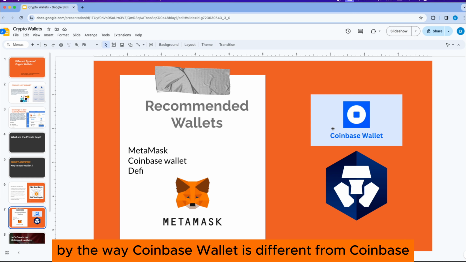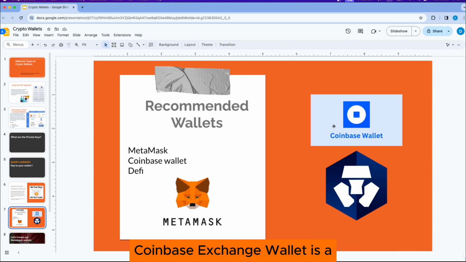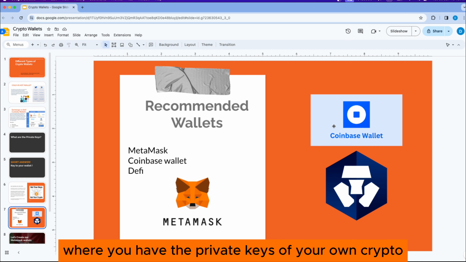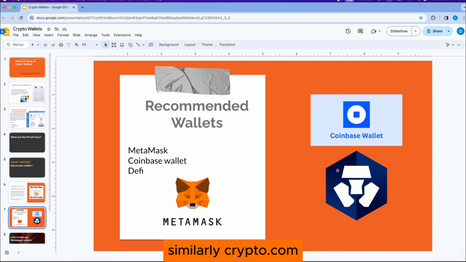By the way, Coinbase wallet is different from Coinbase Exchange wallet. Coinbase Exchange wallet is a third-party custody wallet, just like Binance wallet, whereas Coinbase wallet is kind of a hot wallet where you have the private keys of your own crypto. Similarly, crypto.com wallet is different and DeFi wallet is totally different.